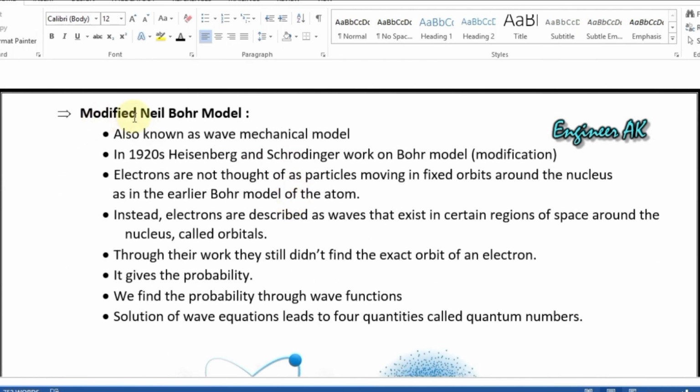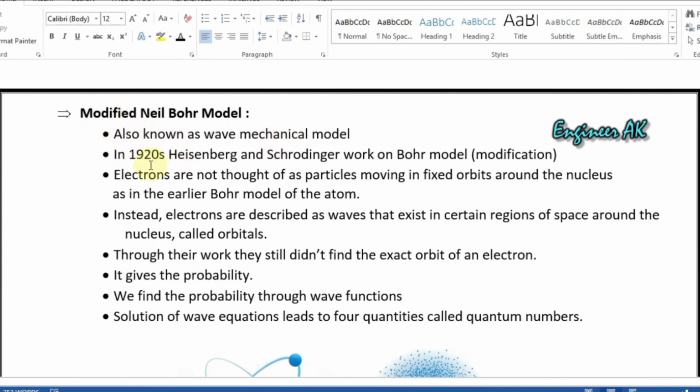Moving further, the next topic is the modified Niels Bohr's model, which is actually the wave mechanical model. In the previous Bohr model, as we discussed before, the electrons revolve around the nucleus in circular or elliptical orbits. We have already discussed it in a previous video.